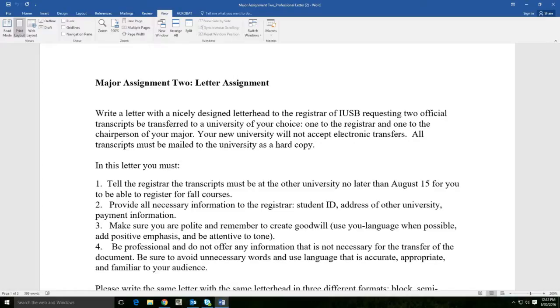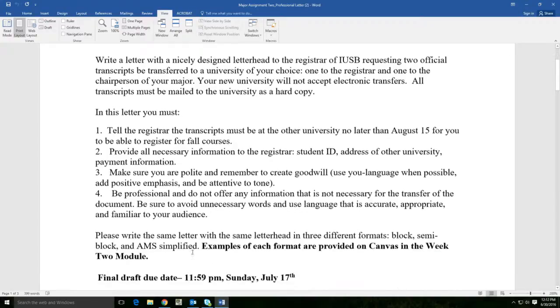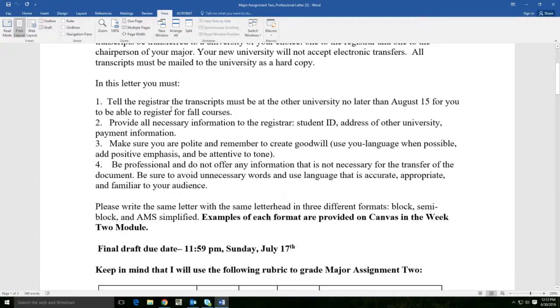You're likely going to need bulleted lists or headings that direct your audience as to follow-up action. Keep in mind that you're writing this to the registrar's office, who receives hundreds of these requests every semester. So they're going to want to glance at your letter and figure out what they need to do almost immediately. So you're keeping these 4 points in mind. You've got to tell the registrar the transcripts must be at the university. You're providing them with a deadline. Again, you likely want to provide this towards the end of the letter as you sign off.